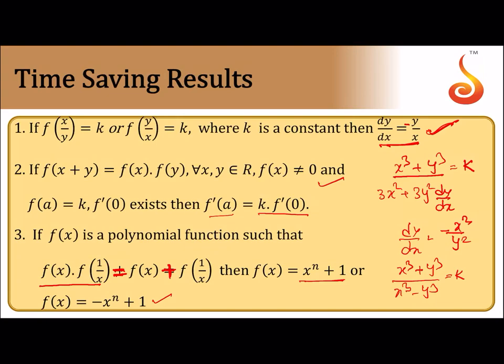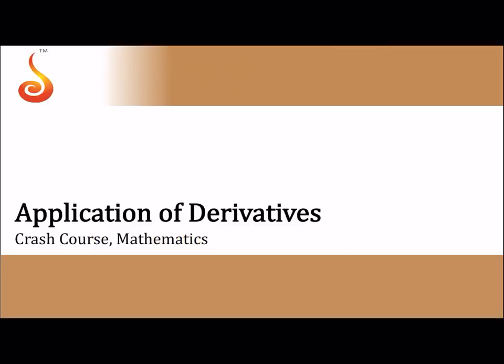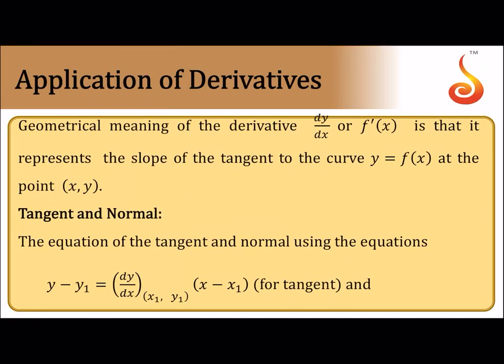This is the error: it should be just an equal to sign here. If fx into f of 1 by x is equal to fx plus f of 1 by x, then fx will be x to the power n plus 1, or fx can be equal to minus x to the power n plus 1.